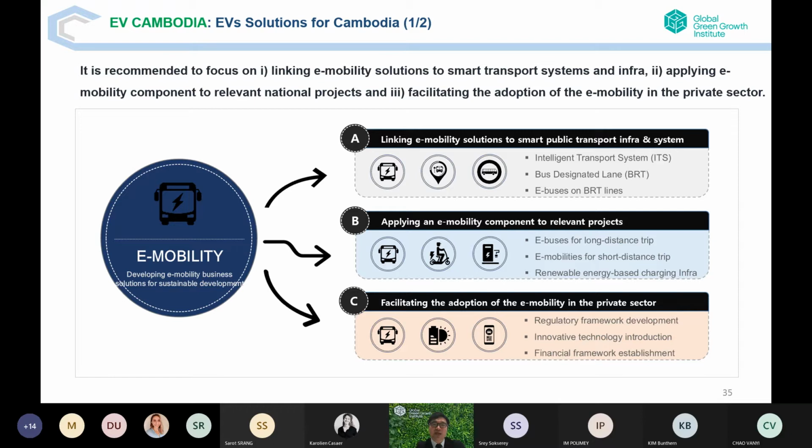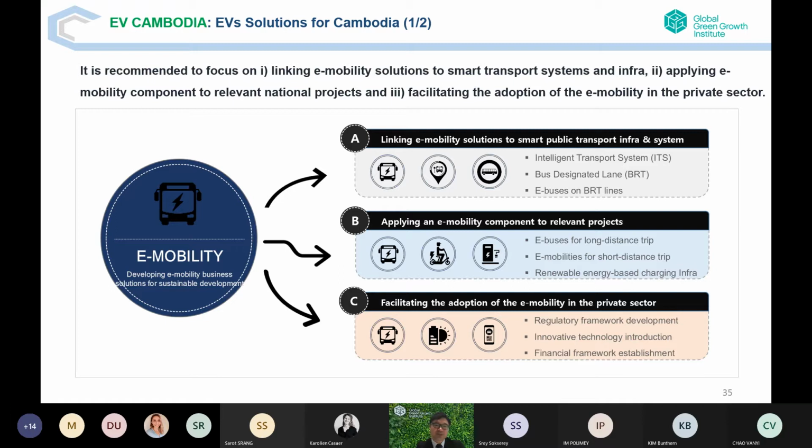That means we can reduce the high carbon emission by introducing e-mobility, or we can apply an e-mobility component to relevant national projects. For instance, these days GGGI supports Siem Reap city to introduce e-buses. As you know, Siem Reap is a worldwide famous tourist area. So in order to protect the environment, we need to introduce clean technology. That is also one of the concepts for introducing electric mobility for the industry, for the country, and also for the environment.